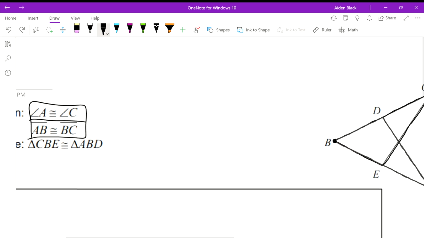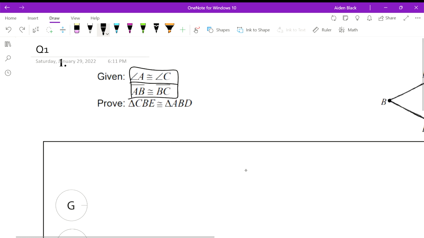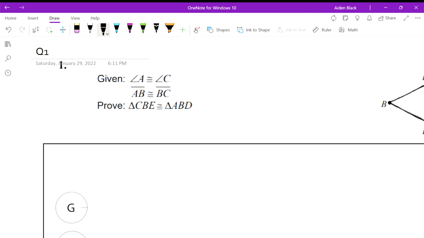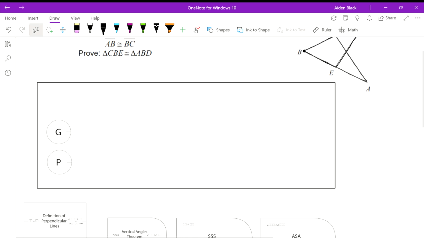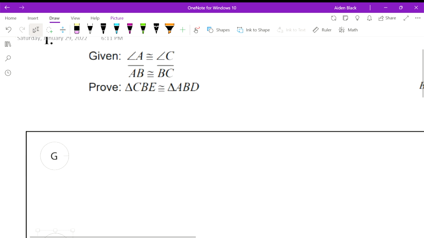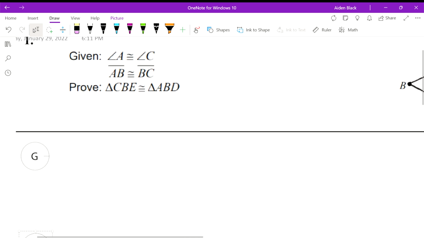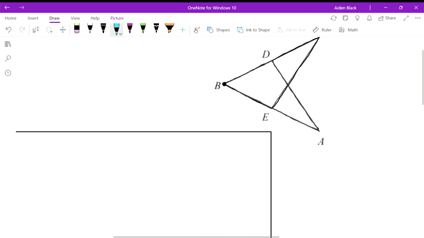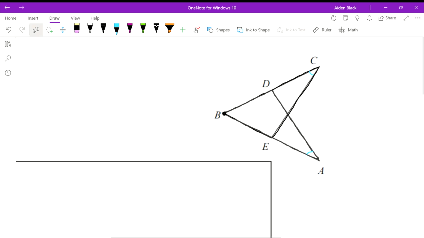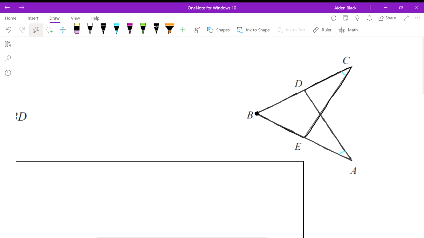Now, let's start. So we know we need to start with what's given, so we always start out with G. Make this a little bit smaller. And what is given is that angle A is congruent to angle C. So this angle here is congruent to this angle here. Cool.